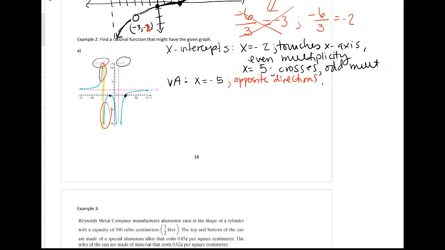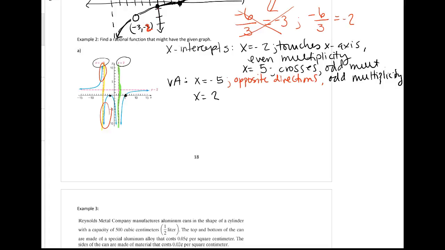This tells me I'm going to have an odd multiplicity. And yes, VAs also have even and odd multiplicity, because VAs are the zeros of the denominator, just as the x-intercepts are the zeros of the numerator. So in essence they're almost the same, except one is the zeros for the numerator and one is the zeros for the denominator. Then I have another VA, which I'm going to highlight. How about green? Right here, okay? That VA is at x equals 2.